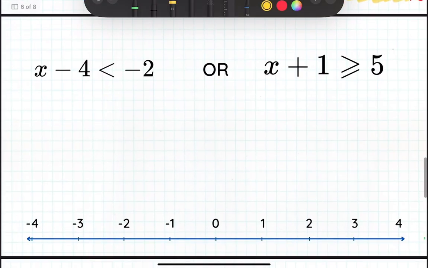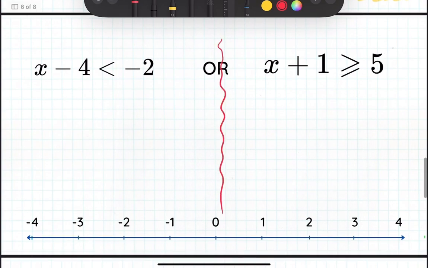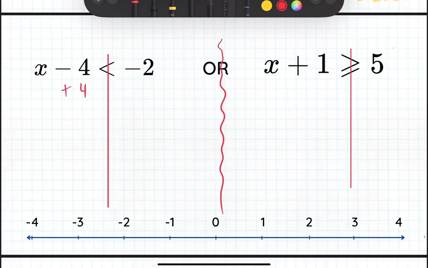Now let's take a look at the second type of compound inequality, which is our OR statements. Whenever we see an OR, we know that we are working with two separate inequalities. So I'm going to simply solve each one individually, and they are each their own inequality. So I'm just going to simply solve this one first, where I'm going to add 4 on both sides. I get x is less than 2, and that's it. Now I'm going to solve the second one separately. I'm going to do minus 1 on both sides, where I get x is greater than or equal to 4.